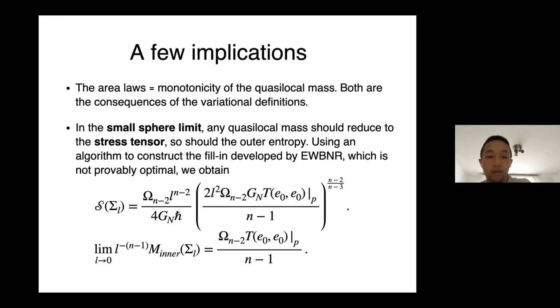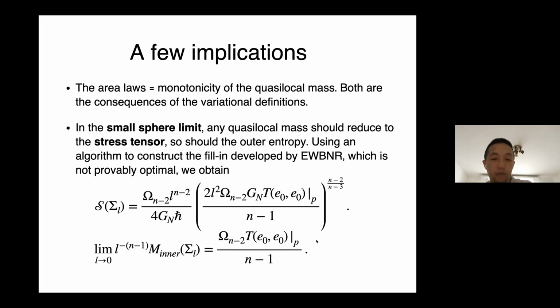And by the way, this is computed using a heuristic algorithm to construct the fill-in, developed by the authors that study these outer entropies. Although it's not provably optimal, it turns out in this case, maybe because it only concerns small spheres, it gives you the right answer.